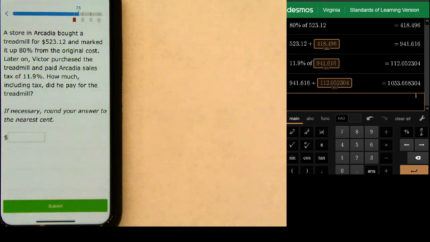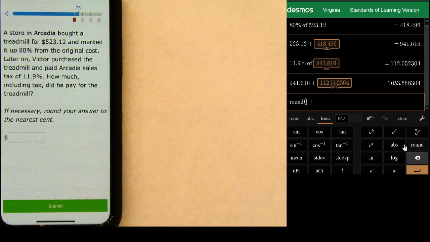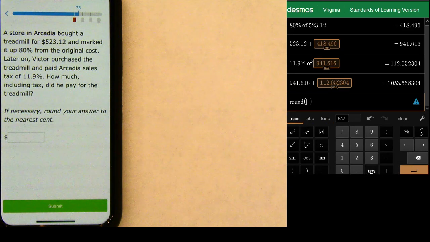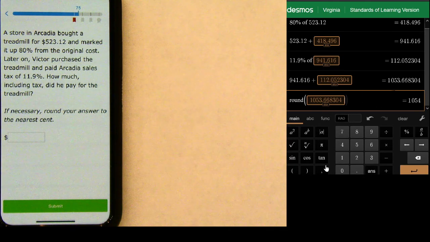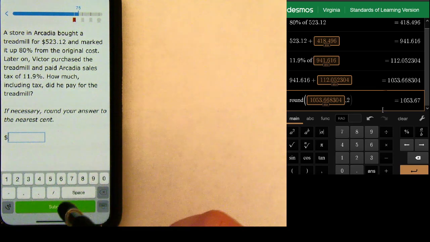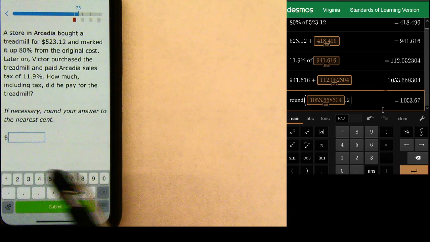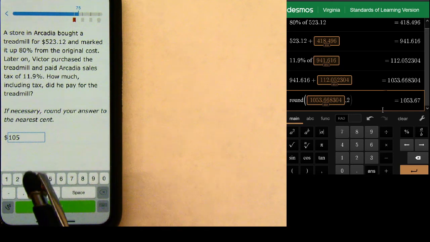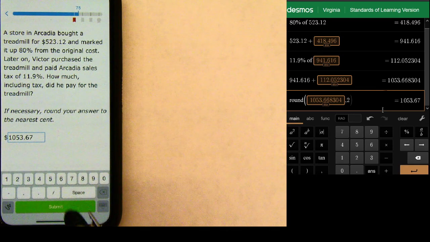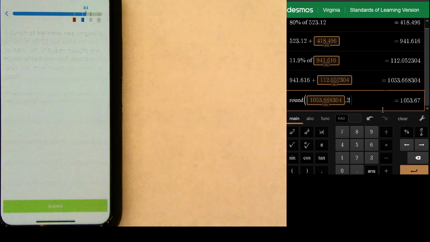So now it says to round to the nearest cent. And so I can type exactly how it says, or I can also use that function. So I can say I would like to round my answer. And I have to make sure I hit to the nearest cent. So I have to say to that second decimal place. And so my answer in total should be $1,053.67. And that is fantastic.